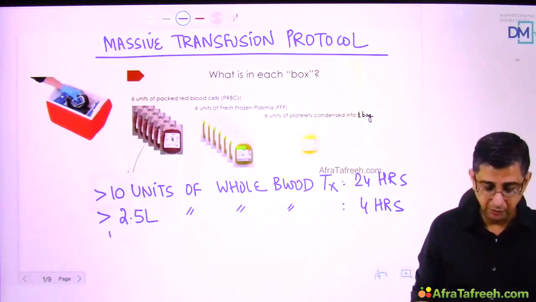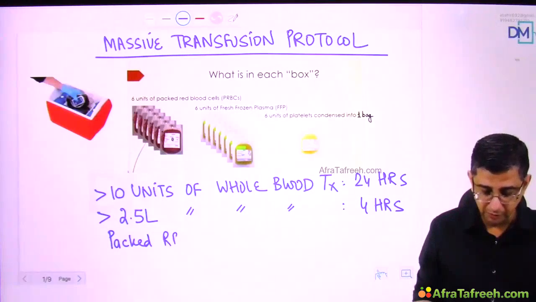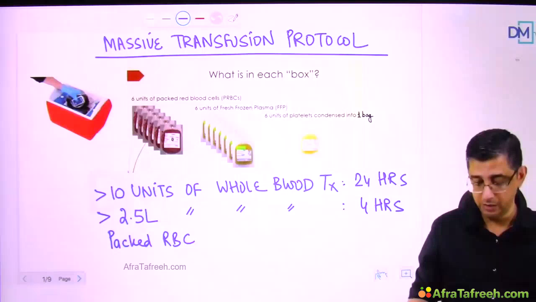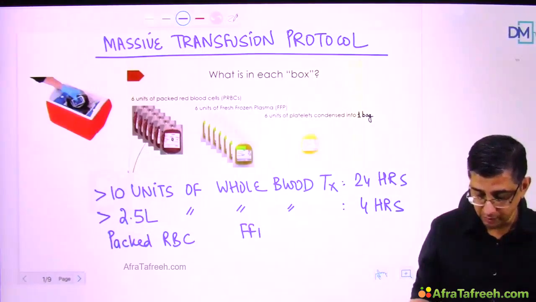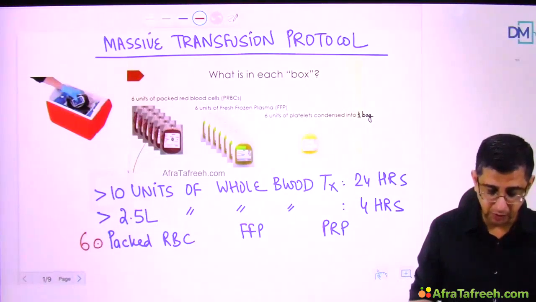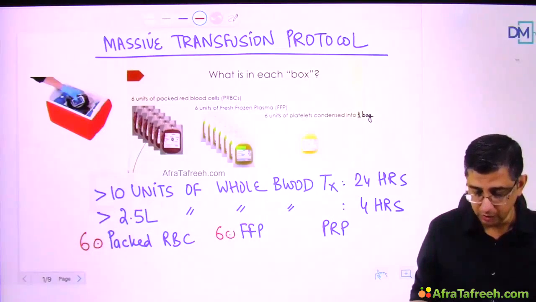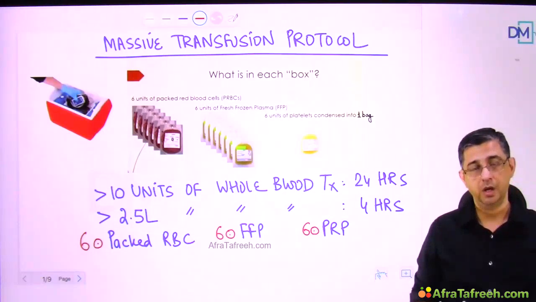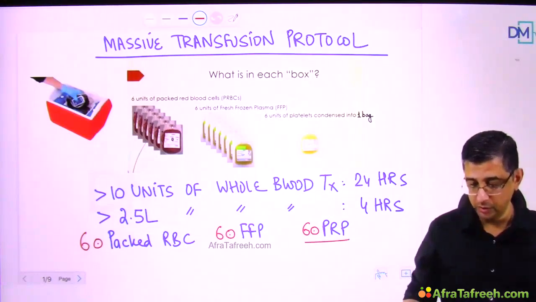The most recent one that has been asked and should be remembered by you is with respect to blood components, where we shall be giving to the patient packed RBCs, fresh frozen plasma, and platelet-rich plasma. I want you to remember for MCQ sake that we will be giving 6 units of packed RBC, 6 units of fresh frozen plasma, and 6 units of platelet-rich plasma to the patient. These 6 units can be condensed into a single bag also.